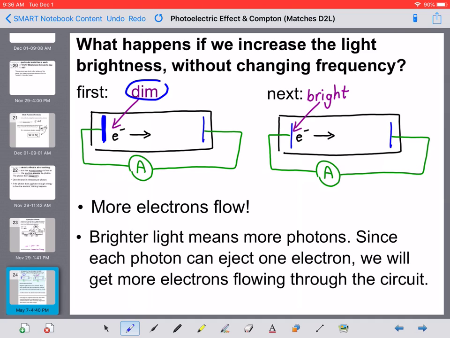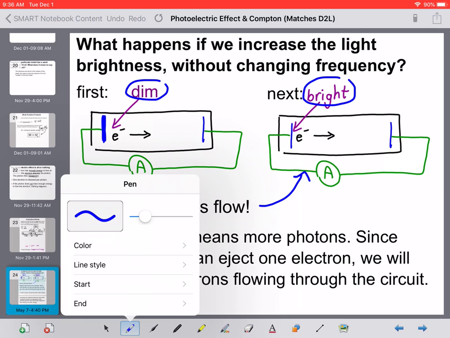Now we repeat this. We're still using violet light, but this time it's bright violet light. So we've increased the brightness, also known as increasing the intensity, and that violet light's hitting a metal, and we're still above the threshold frequency, so we're releasing electrons from the metal. What is the difference between these two situations? Well, in this one, where the light is brighter, we're going to have more electrons being released.